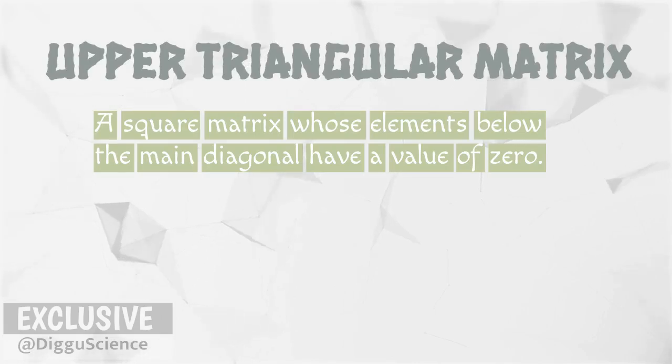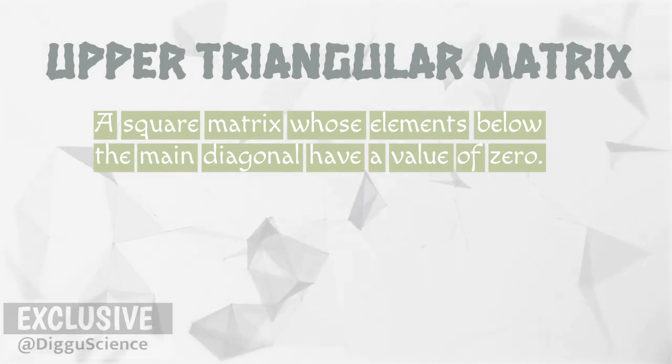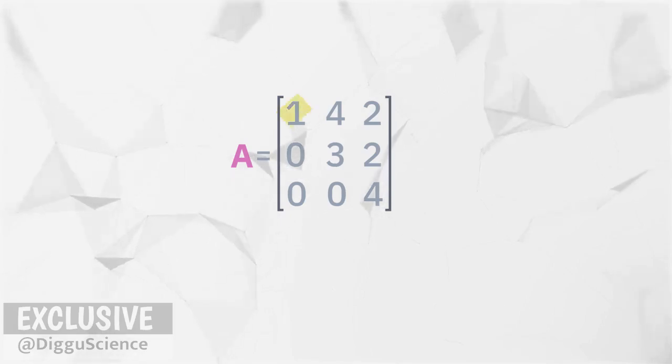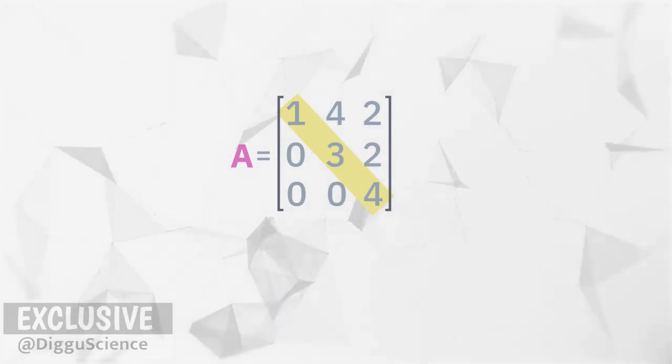The upper triangular matrix is a square matrix whose elements below the main diagonal have a value of 0. For example, matrix A has 9 elements. The 9 matrix elements form a square matrix. In this square there is a main diagonal. To the right of the main diagonal, the matrix elements have certain values.